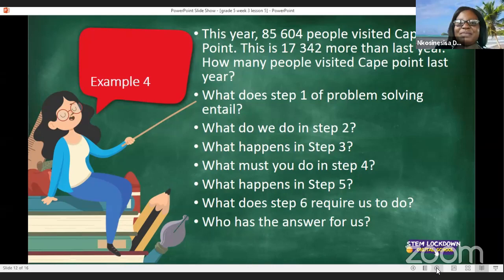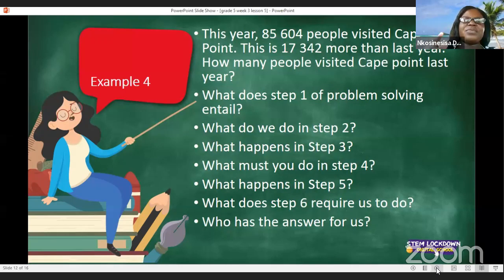This year, 2020, I said make it relevant. This year, 2020, 85,604 people visited the Cape Point. This is 17,342 more than last year. How many people visited the Cape Point last year?